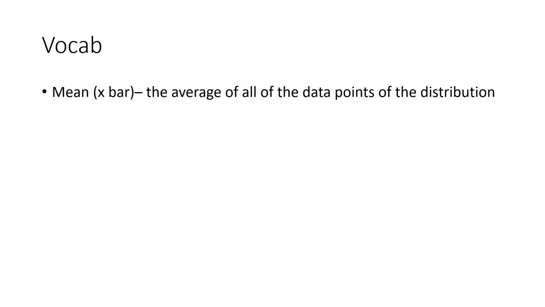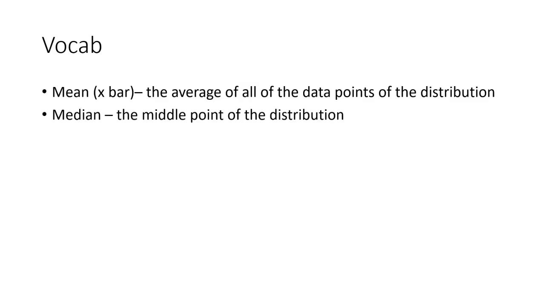The mean, or x bar, that is x with a line over top of it, is the average of all of the data points of the distribution. This means that we add up all of the value points and then divide by the number of data points that we have. The median is the middle point of the distribution.